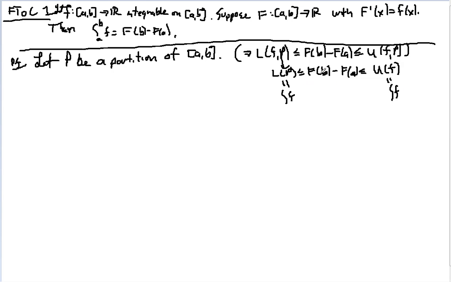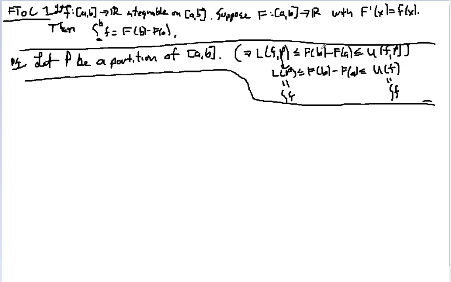Well, if a number is between the integral of f and the integral of f, that means that they're equal and we're going to be done. So that's going to be our strategy. We're going to show that regardless of the partition, F of b minus F of a is always stuck in between there.